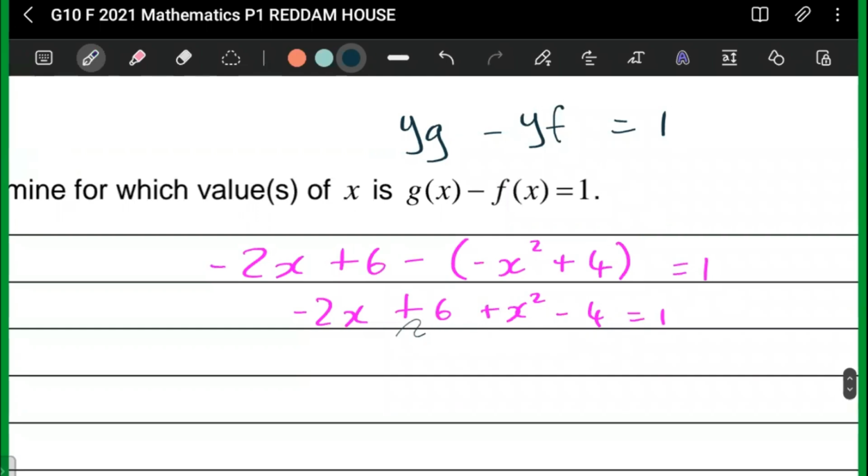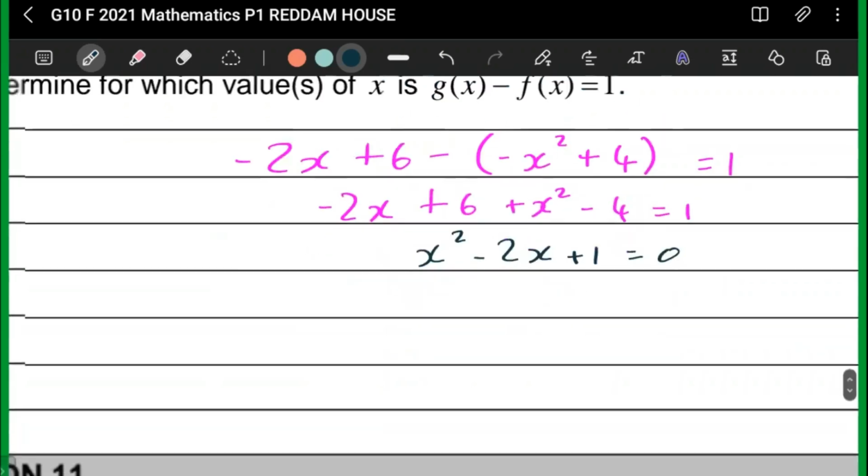And then here you're going to have the x squared, -2x. And then you're going to have the 6 minus 4, which is a 2. And then the 1 can come over. You can have 2 minus 1, which is like a plus 1. That is kind of crazy, but it works.